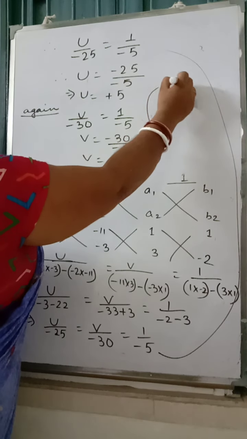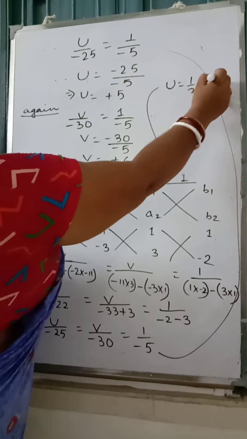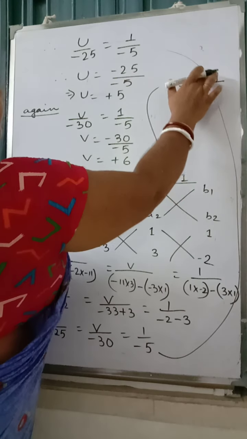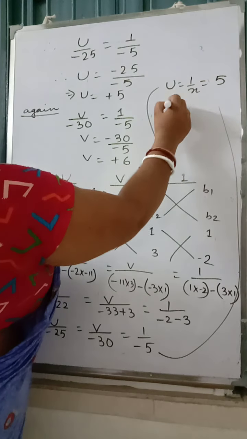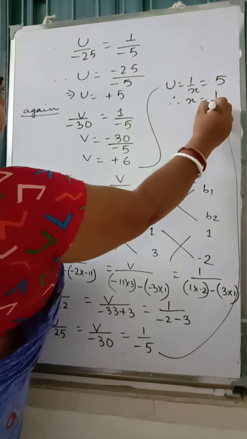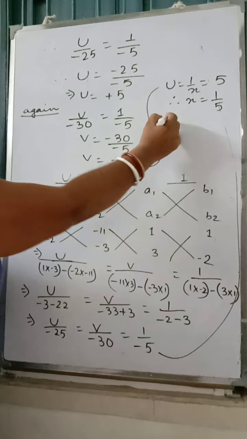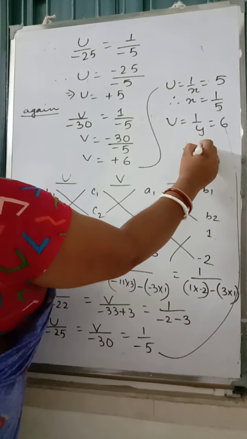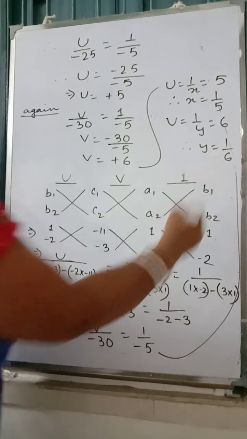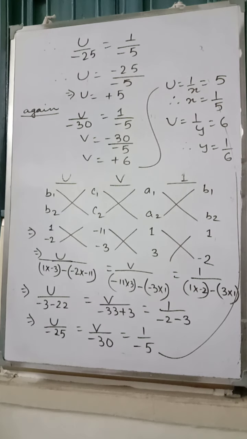Now u is equal to 1 by x is equal to 5. So x is equal to 1 by 5, and v is equal to 1 by y is equal to 6. So y is equal to 1 by 6. So we have got the value of x and y. Is it? Just have a look, please.